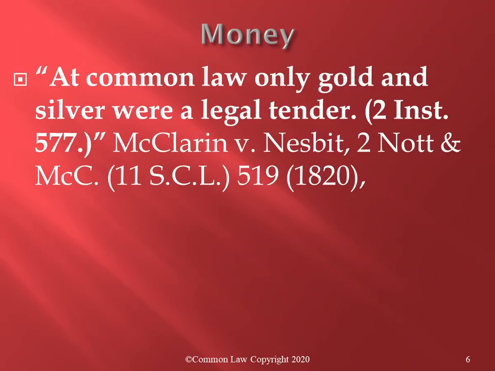At common law, only gold and silver were a legal tender, okay, and that's a cite McLaren versus Nesbitt, which is 1820 court case, but they're citing Book 2 on the Institutes on the Laws of England. That's Coke back in the 1500s, so he was a well-known scholar on the law, and he wrote several books called the Institutes on the Laws of England. So at common law, only gold or silver were legal tender.